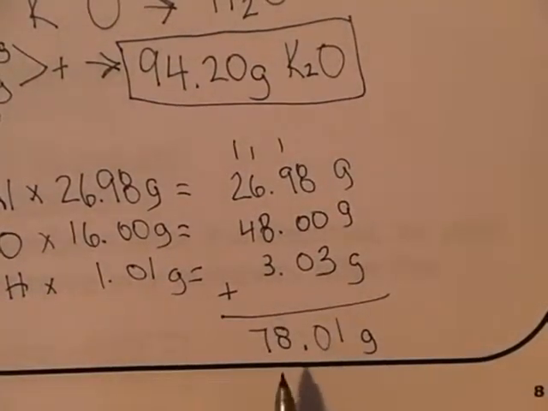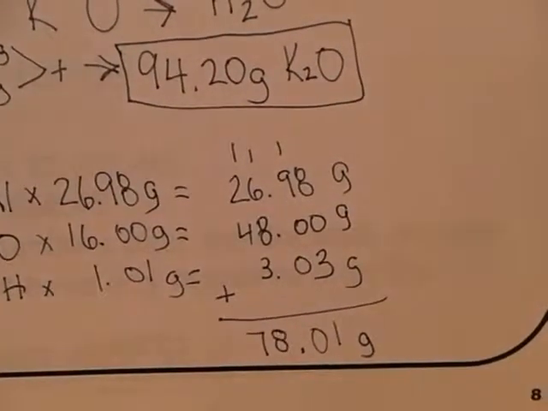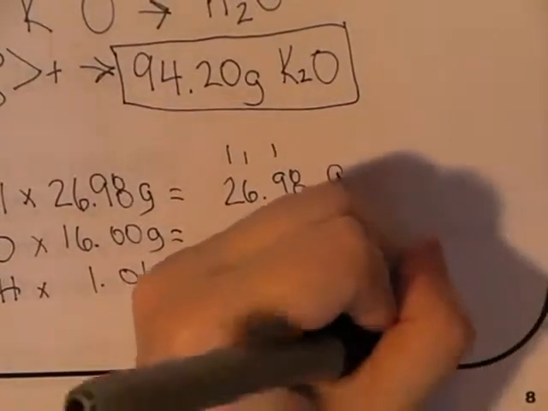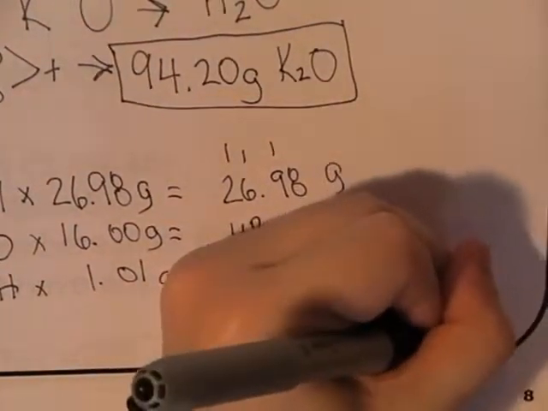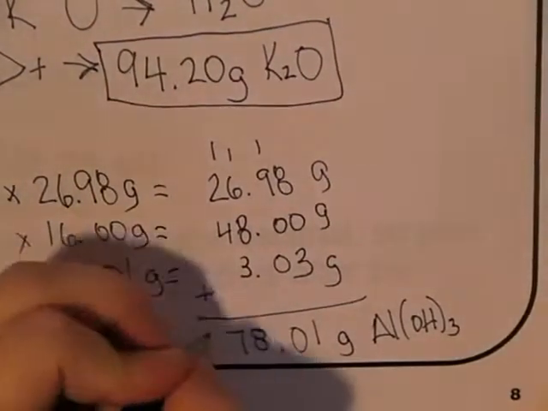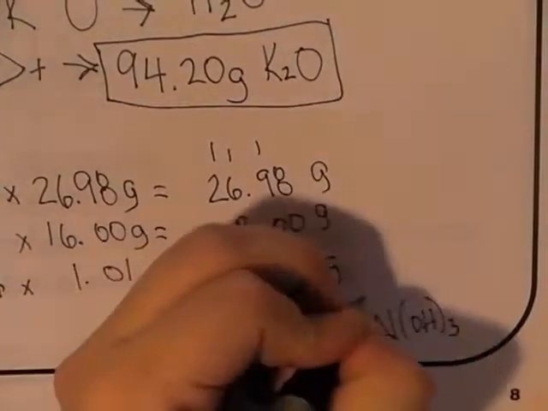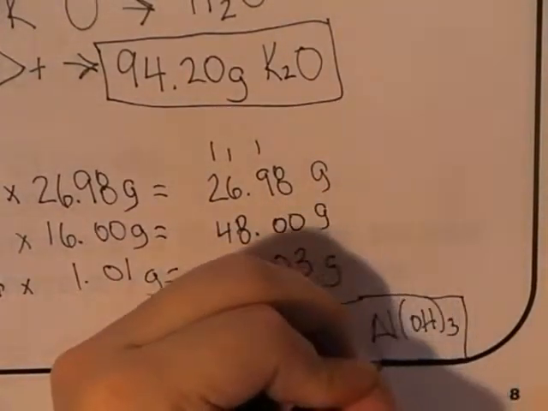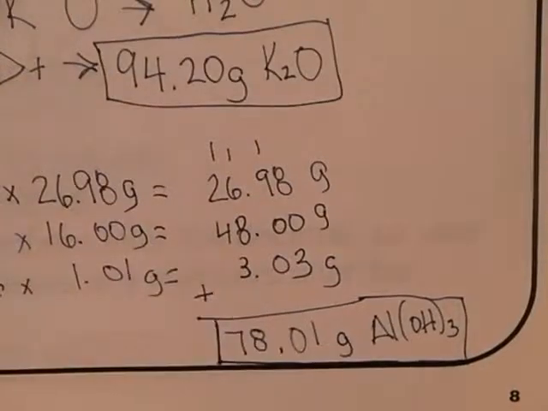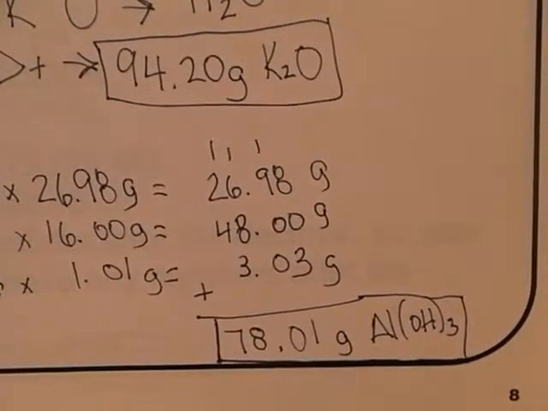So this is 78.01 grams of what? Of Al(OH)3. Right, just like in math, you have to label everything. You have to include units on everything, or else you might lose some points later on. Okay, so 78.01 grams of Al(OH)3. That's your answer. That's all I got for you.